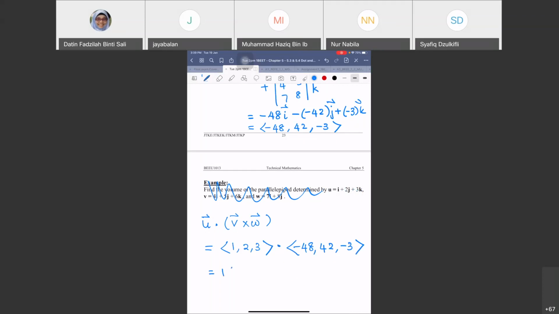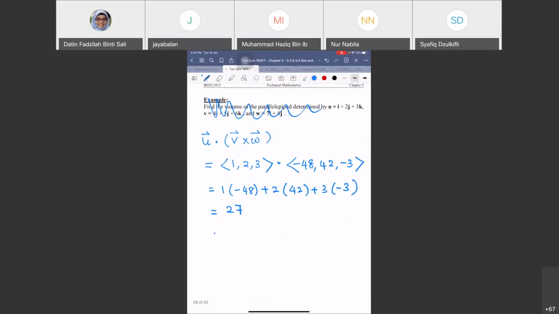Then the dot product is 1 times minus 48 plus 2 times 42 plus 3 times minus 3. Use your calculator now. I'll get 27. In this case, it just so happens it's positive. Therefore, I can say my volume is the magnitude of U dot V cross W. This is the volume of a parallelepiped, which just so happens to be positive. Unit cube.